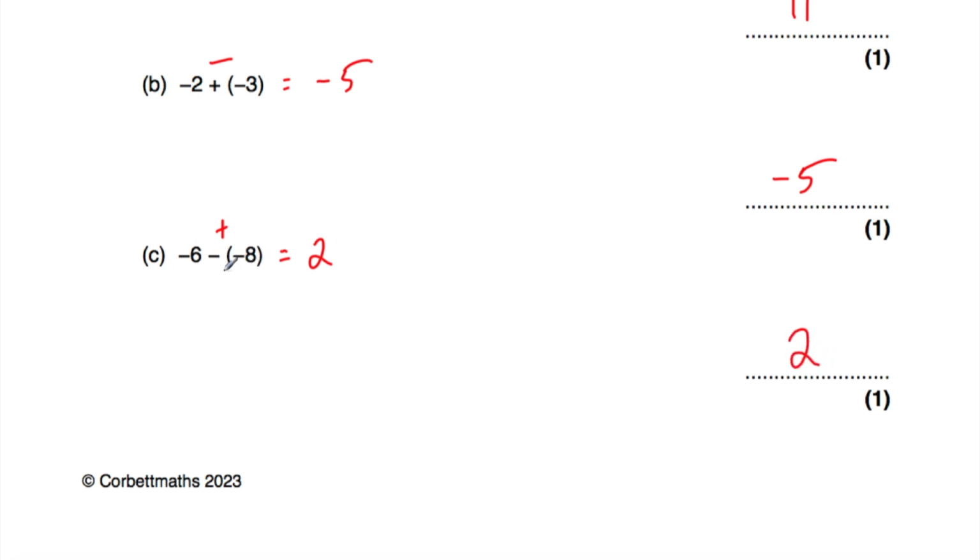And just remembering that when we subtract a negative, we're going up 8 from negative 6, so negative 6 plus 8 would be 2, and that's it.